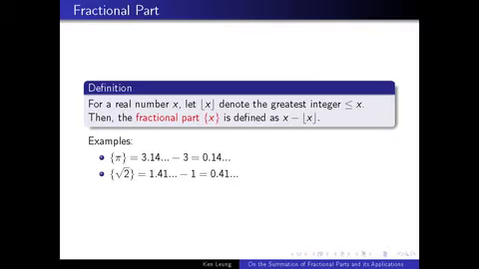So let's begin with some definitions. The fractional part of x is defined as x minus the greatest integer which does not exceed x. And we usually denote it as x in the curly brackets. For example, to compute the fractional part of pi, we chop off its integral part 3 and get roughly 0.14.